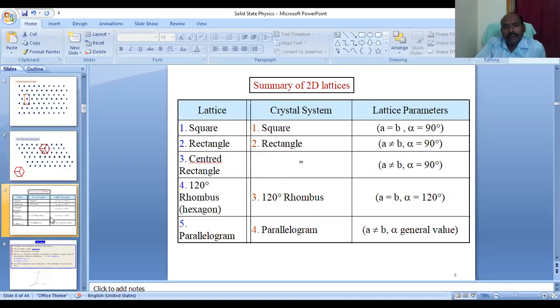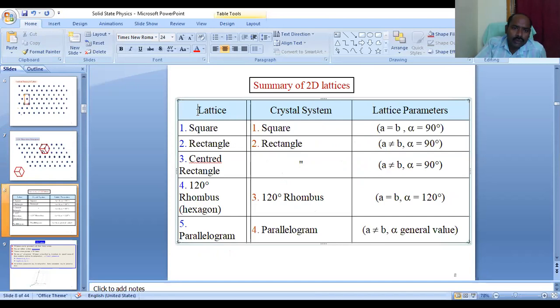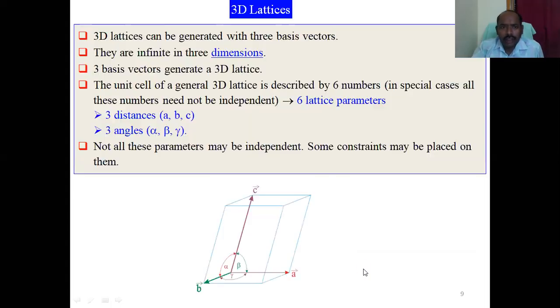Now we see the next one. Here we are seeing it is a lattice, that means a Bravais lattice, or a unit cell. So it is a crystal system. For the centered rectangle lattice also, the crystal system is the same, rectangle and rhombus. So these are clear, and you know these conditions on parameters also, right? So we are seeing here now.